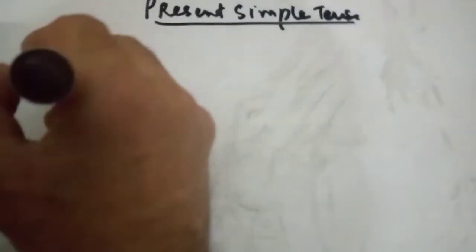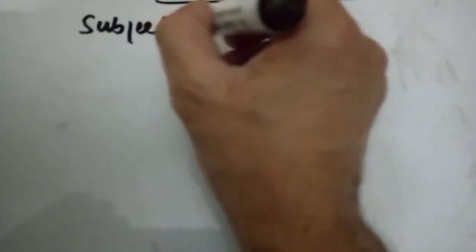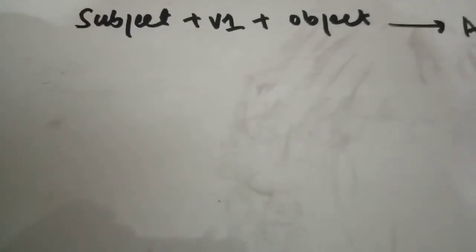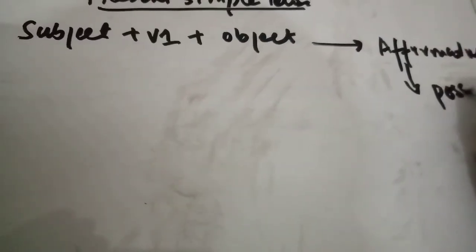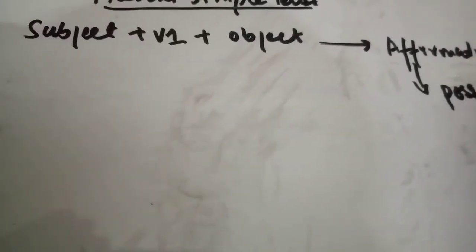The structure is quite simple. You should start with subject plus V1 plus object. V1 means first form of the verb. This structure is for the affirmative sentences. Affirmative sentences mean positive sentences. In other words, positive sentences.